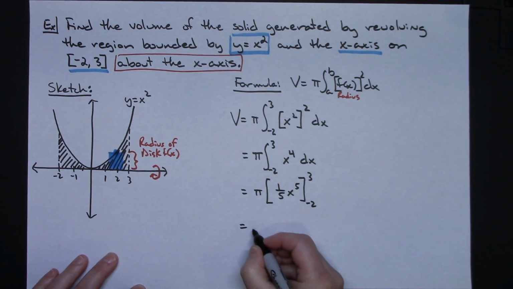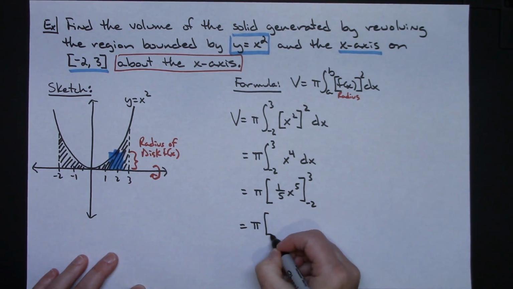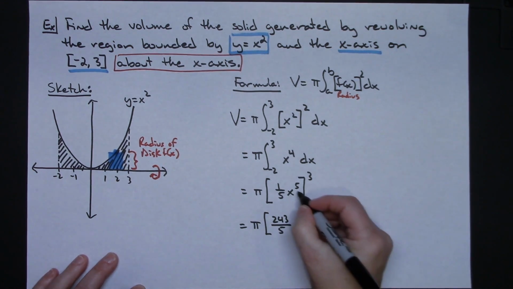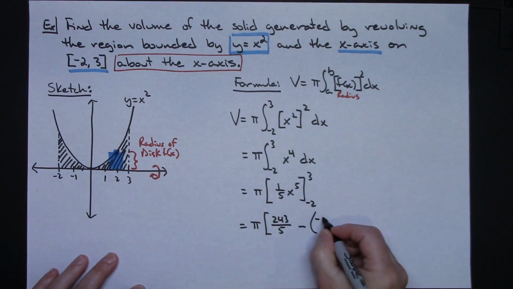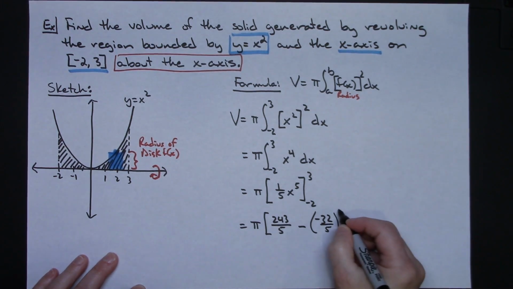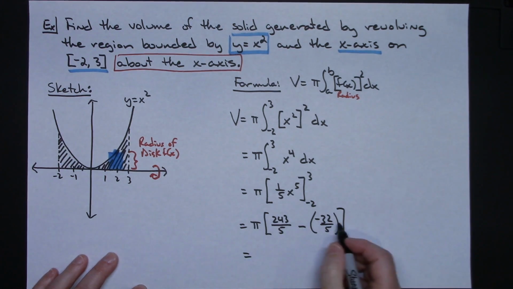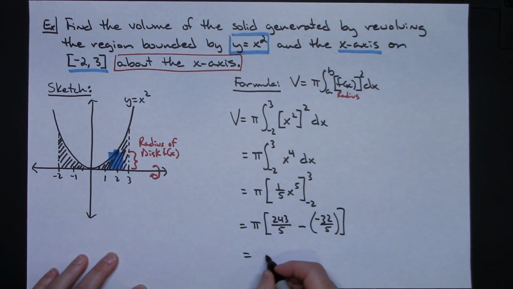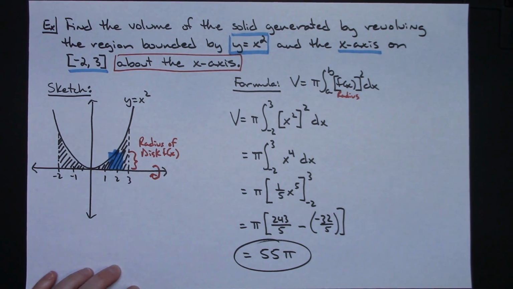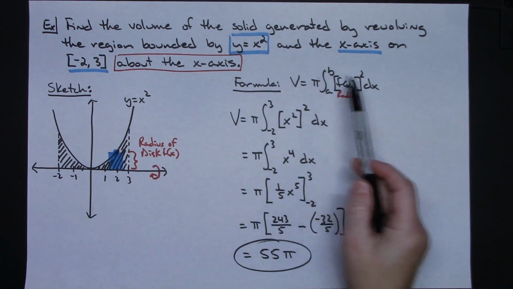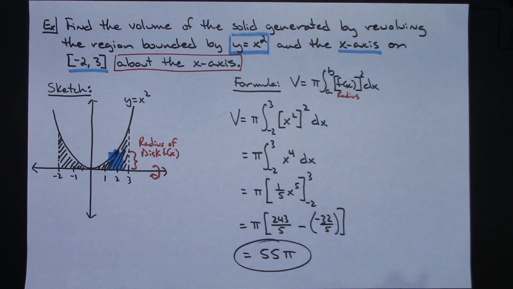Plugging in the 3, we'll have 243 over 5, and then minus, plugging in a negative, that's going to give me a negative value, -32 over 5. Switching that out to plus, I should end up with 55 pi. Usually I have my students leave things in terms of pi like that, so I've got a nice little 55 pi there. That one pretty much was a straightforward example: everything in terms of x, revolving around the x-axis. Now let's do a second example.